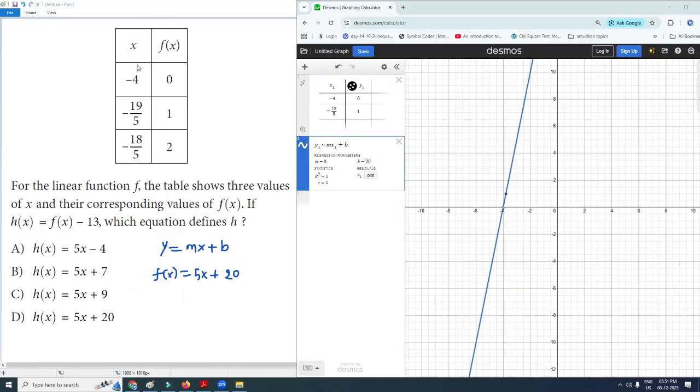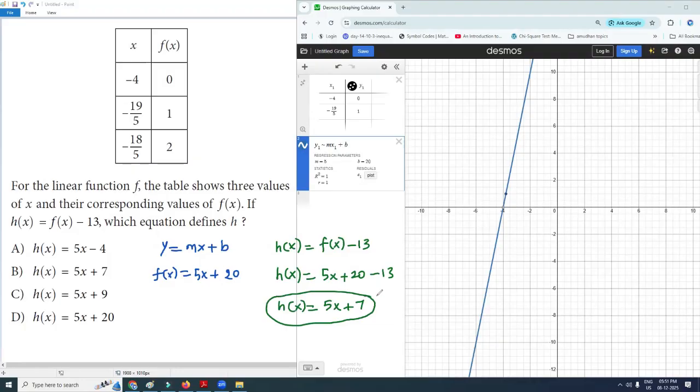We can get the function h of x now using this equation, that is h of x equals f of x minus 13. H of x equals, for f of x, we can plug in this, that is 5x plus 20. We can take this negative 13 as it is. Then we have h of x equals 5x. When I combine these two numbers, I am getting positive 7. Here I got the function h of x, that is h of x equals 5x plus 7. I find this in answer choice B. The correct answer choice for this question is B.